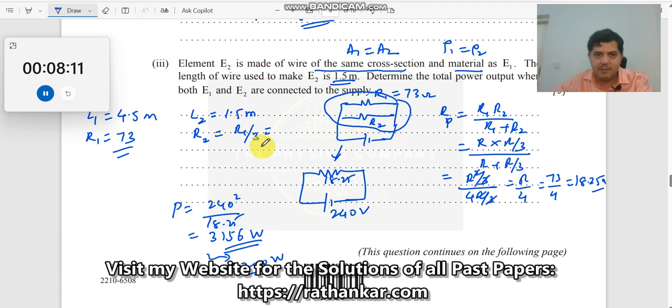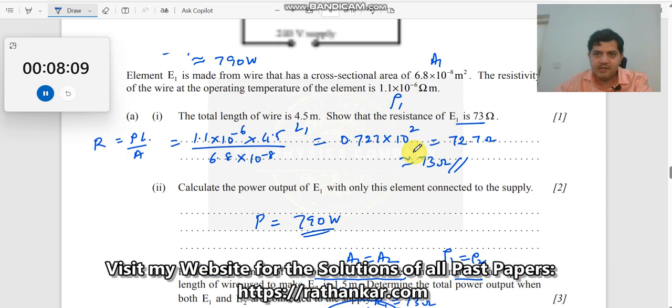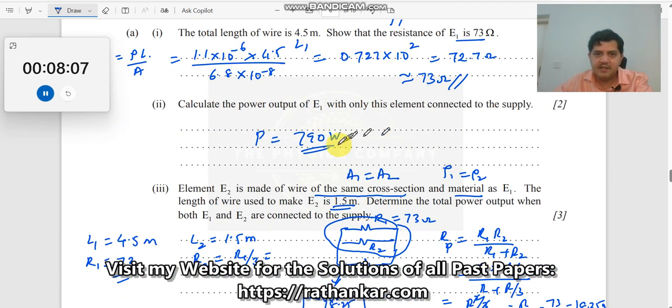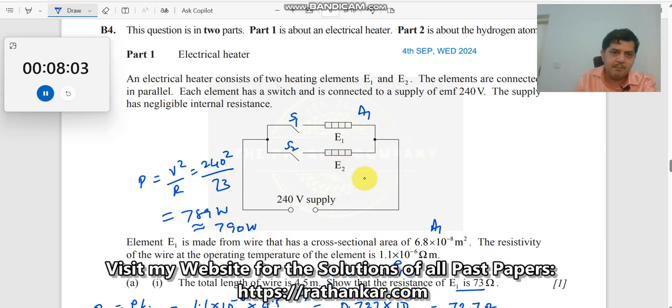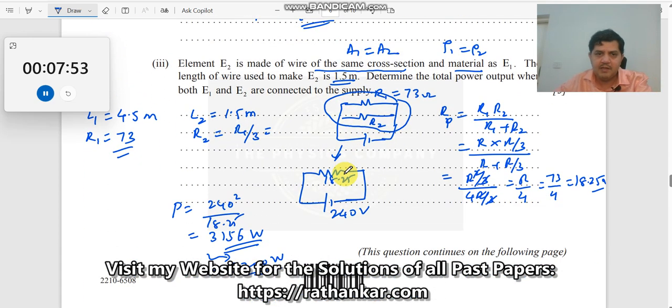Okay, so let me do the mark breakage for the second one. The first one, it's quite easy to understand. The second one, I already told you how to do it over here. The first mark will be for this one. So calculating this, that is substituting this value and finally getting this answer. This will be for the second one. And the third one, the mark breakage is like this. So you have it for 3 marks.